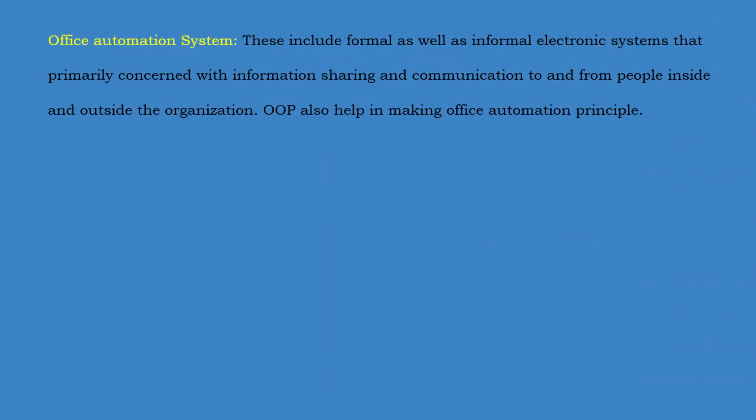Then the office automation system. These include formal as well as informal electronic systems that are primarily concerned with information sharing and communication to and from people inside and outside the organization. So when you say office automation system, there should be a communication system and also an information sharing system. That sharing of communication and the transfer of data to and fro between people inside and outside the organization helps a lot in office automation. OOPS helps in making such office automation principles.